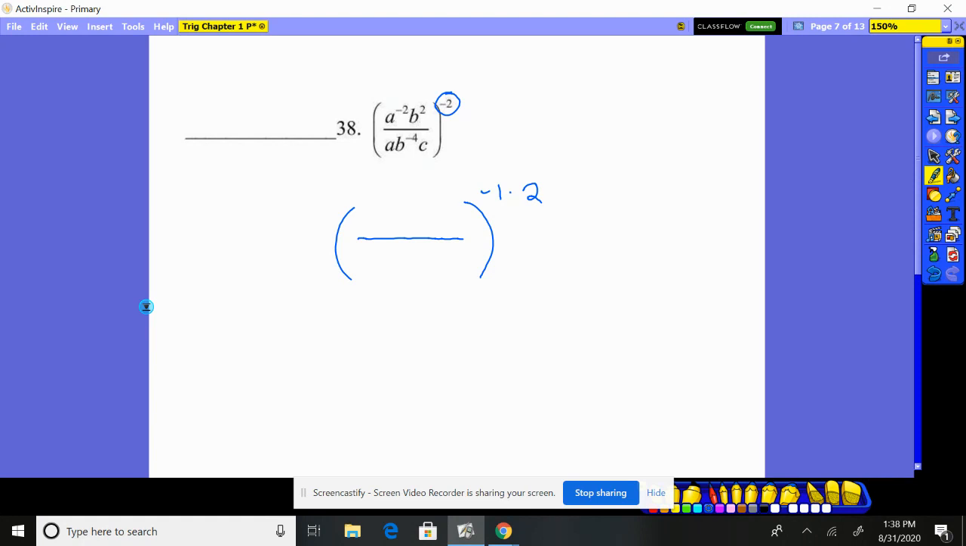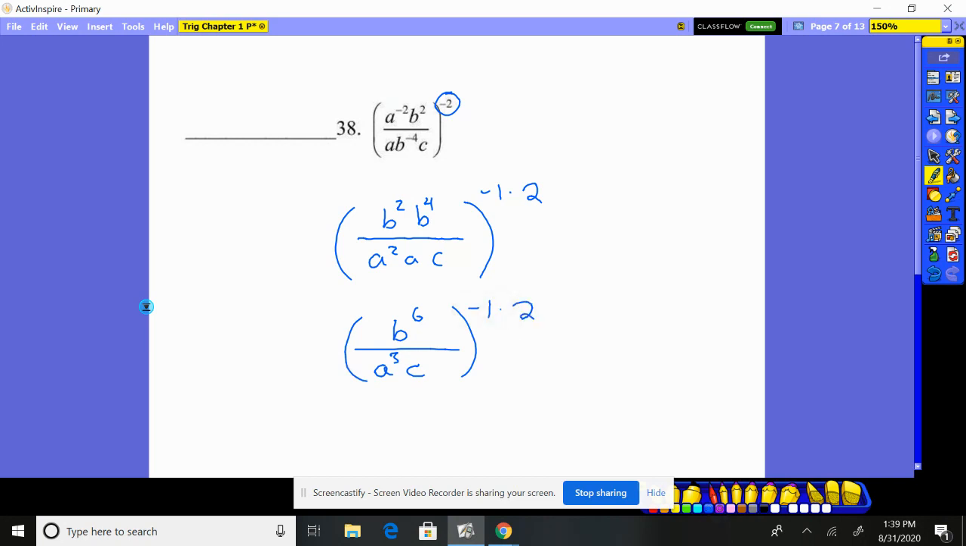So I have a to the negative 2, so that goes to the bottom. b squared, so it stays. a in the bottom stays. b to the negative 4 makes it move up top. c, so it stays. When we clean this up, that's b to the 6th. a squared times an a, well, that's a to the 3rd, c. Now it's to the negative 1 times 2.